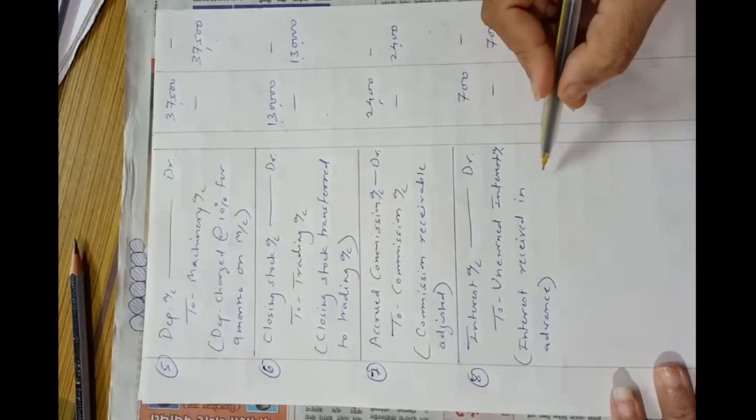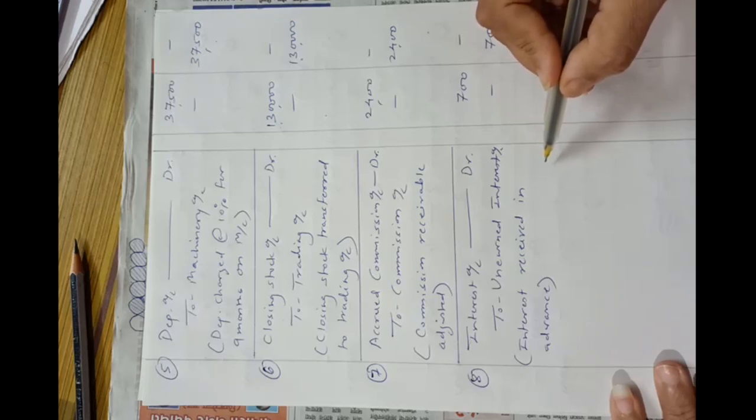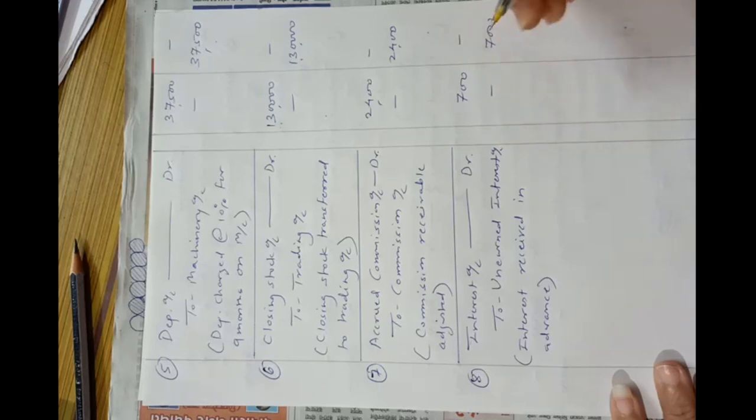See, as we have received interest in advance, service is yet payable. So anything payable will be our liability. So unearned interest will be our liability. It increases. So this account is credited. Okay, and interest account is debited 700.